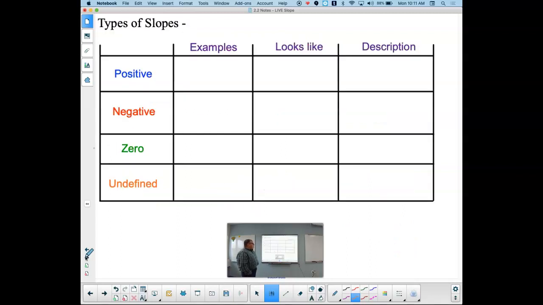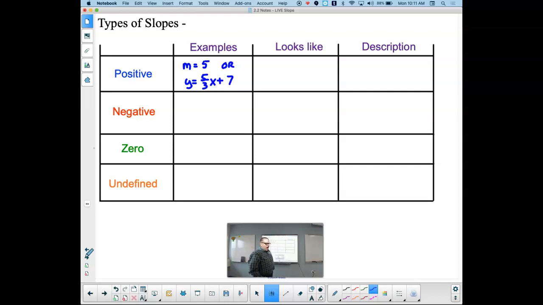There are 4 different kinds of slopes. Okay? There are positive slopes first. A positive slope would be like m equals 5 or y equals 5/3 x plus 7, we'll say. Those are 2 different examples of positive slopes.